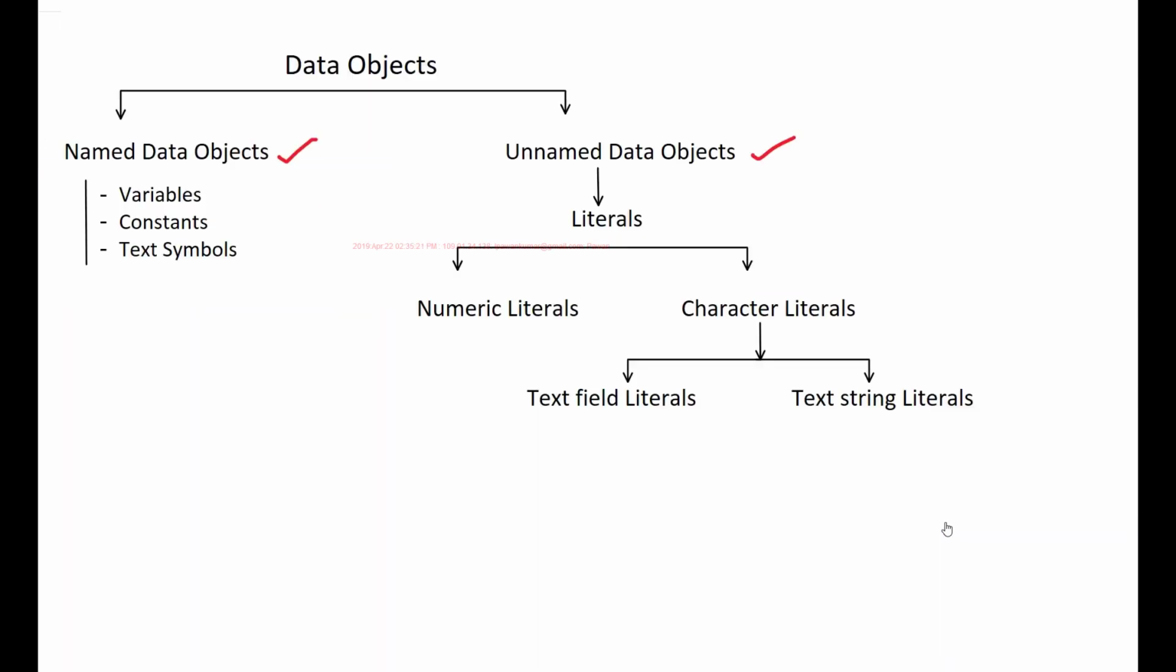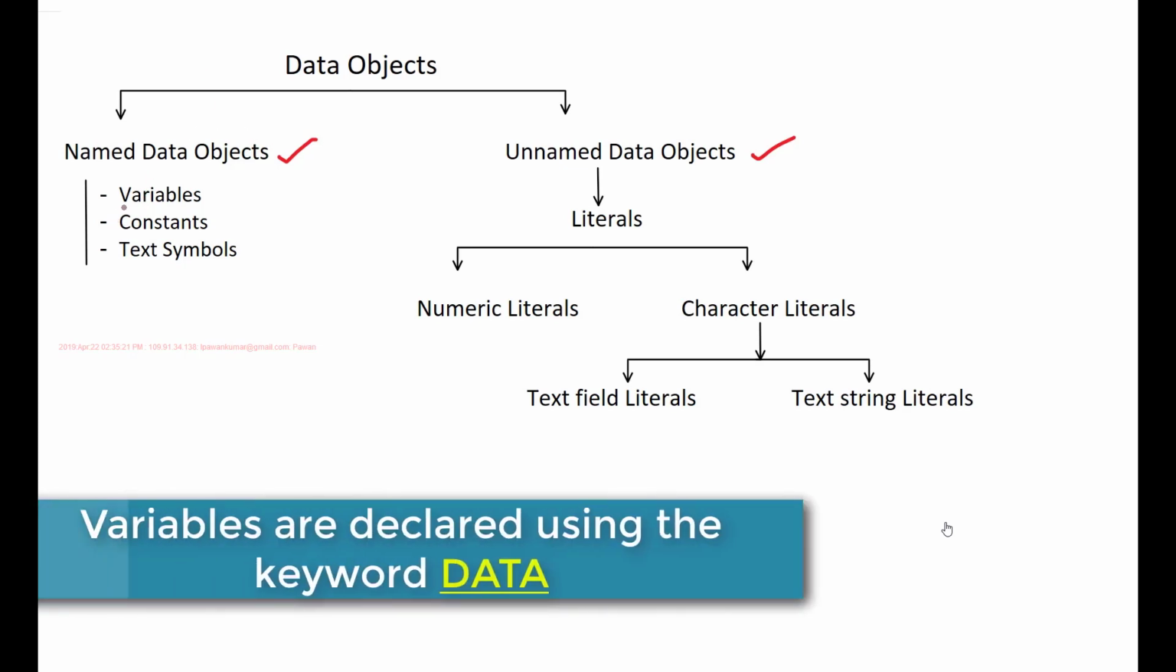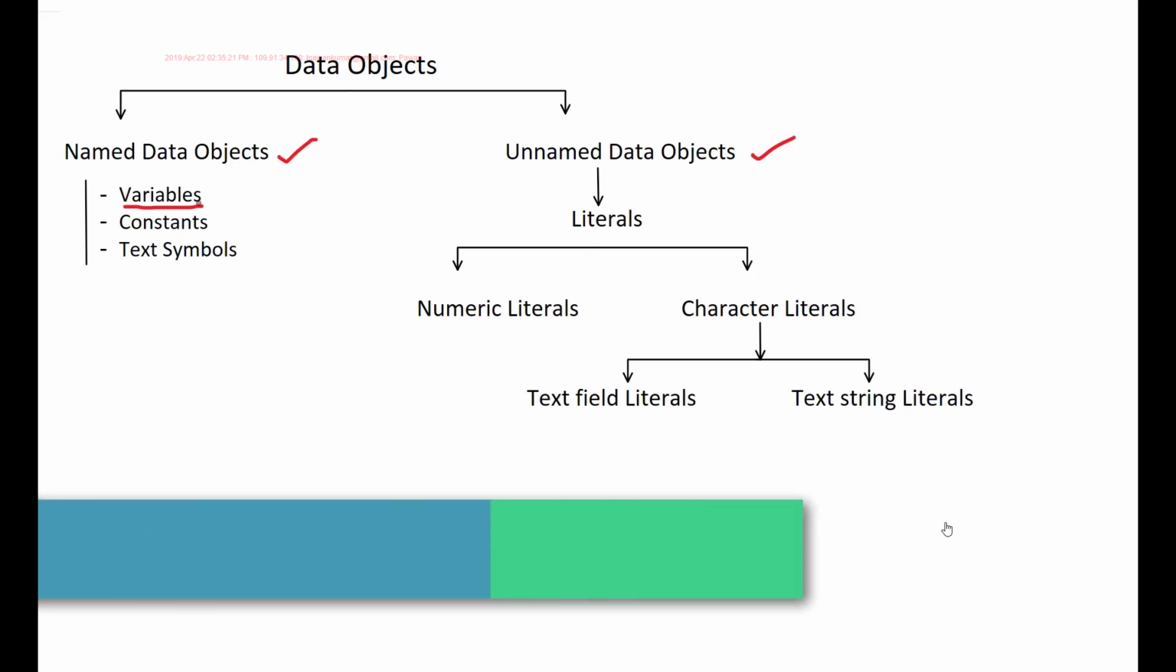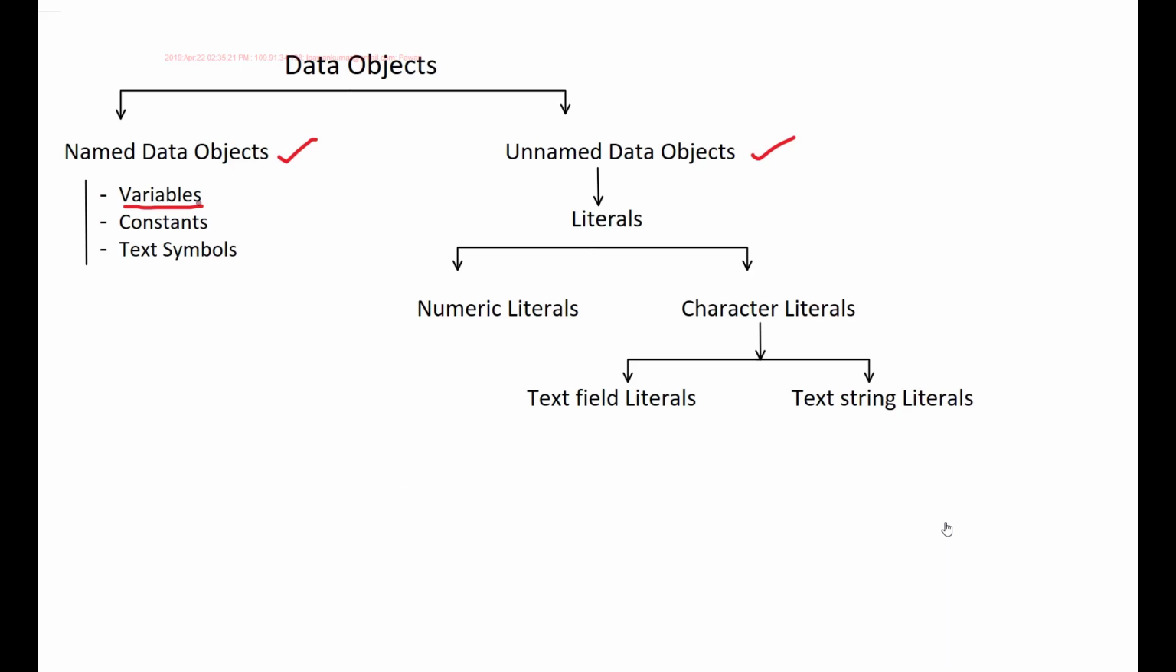First, we'll start with named data objects. Named data objects can be of three types. One is variables, second is constants, and third is text symbols. Variables, as the name suggests, are data objects that you define using the data keyword, and they can have different values at different times. In the sense, you can store something now and you can later change the value in that memory to something else. So it can have variable data.